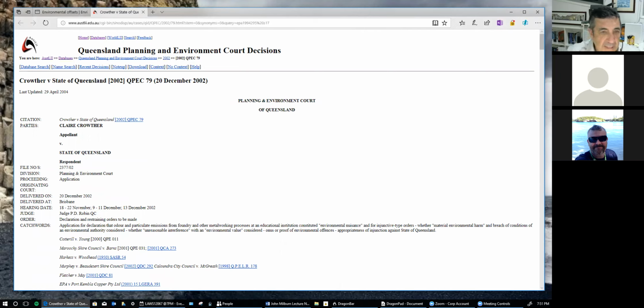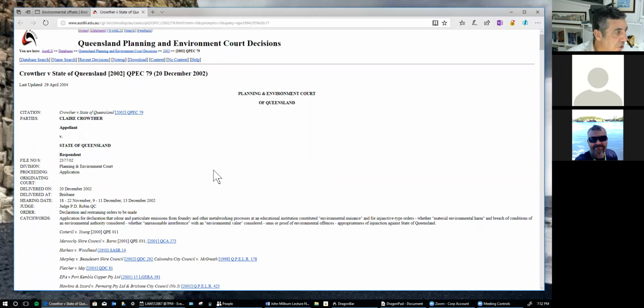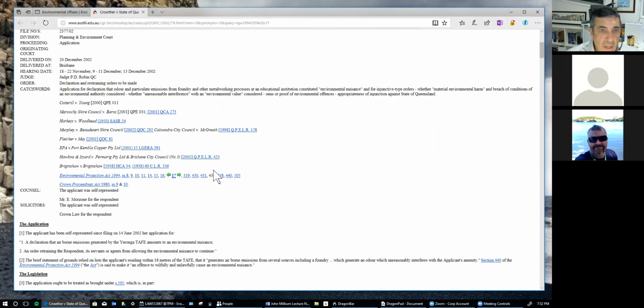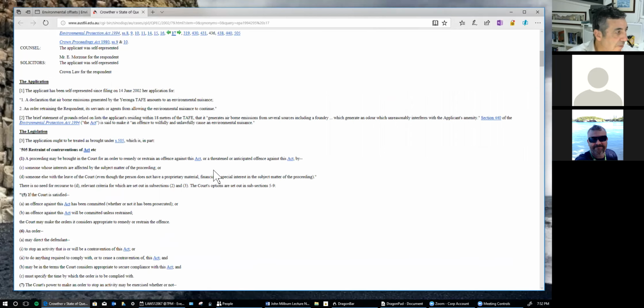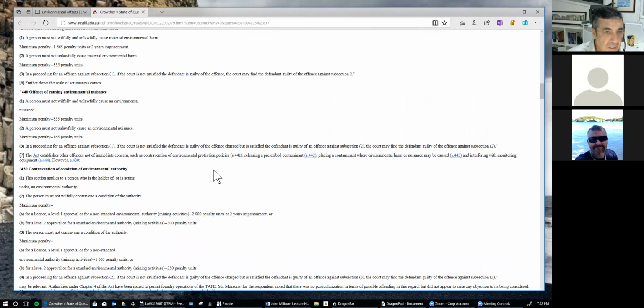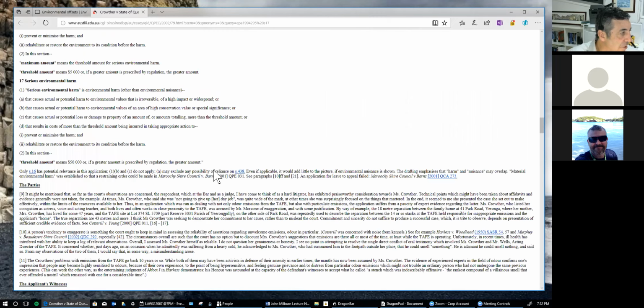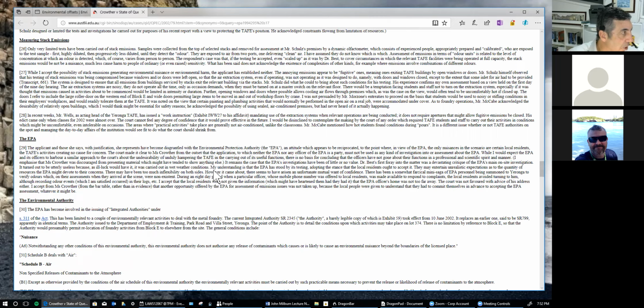And in that case, the applicant successfully sought a declaration that airborne emissions generated by the Yeronga TAFE amounted to environmental nuisance, and an order restraining the respondent from allowing the environmental nuisance to continue. This is a decision of His Honour Judge Robin, QC. I'd refer you to paragraph 28 initially, where His Honour said the following.